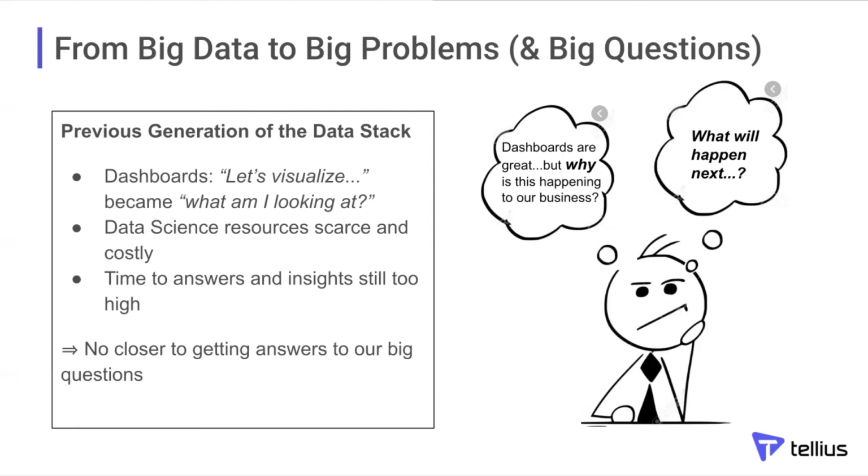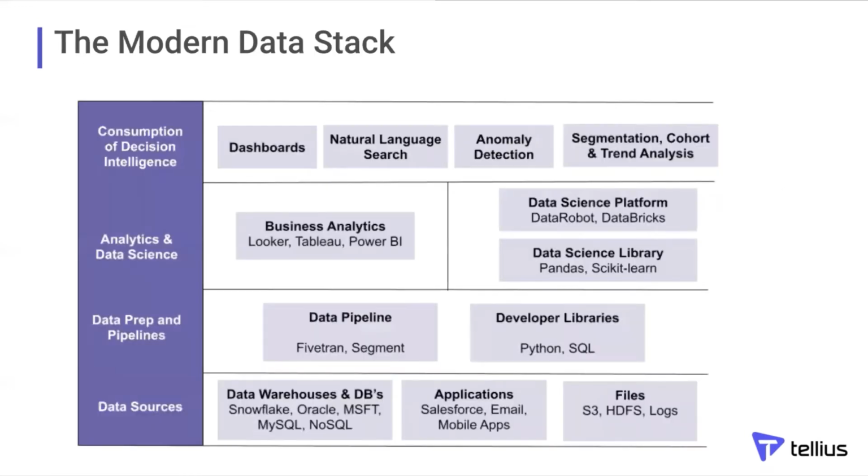And really, there are some big questions that I have here in this cartoon. You can see these questions are: why is something happening in my business? I can see from the dashboard something is changing. Why is it changing? And then what's going to happen next, right? How can I get a little bit more proactive? How can I get insights into what's going to happen and be a little bit more predictive? Now, the modern data stack is part of the answer here, and I'll tease out how Tellius fits into this.